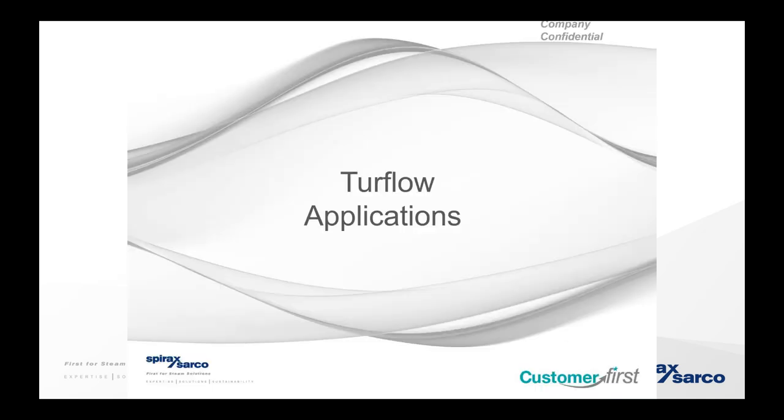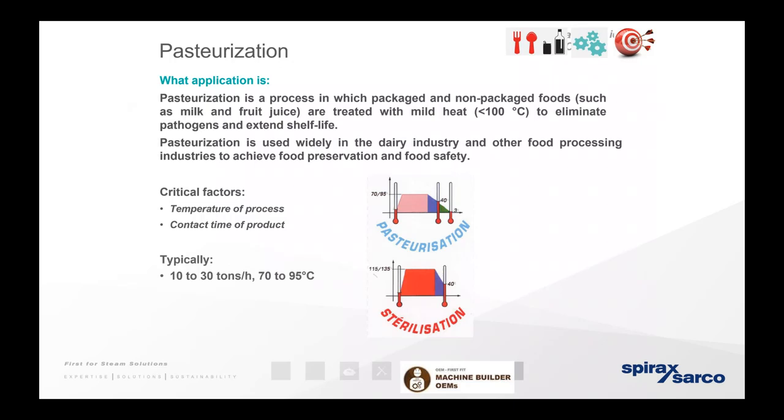Okay. So, heat exchanger applications. Pasteurization, as we spoke about before. It's the process in which packed and non-packed foods, such as milk in this case, or fruit juice, any kind of food, are treated with mild heat. You're looking to effectively kill off any bacteria, the pathogens, and extend shelf life. The fewer contaminants you have in your food media, such as milk and fruit in this case, the longer you can keep it on sale.